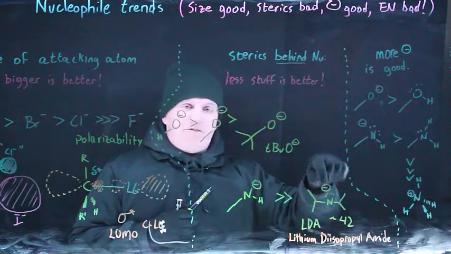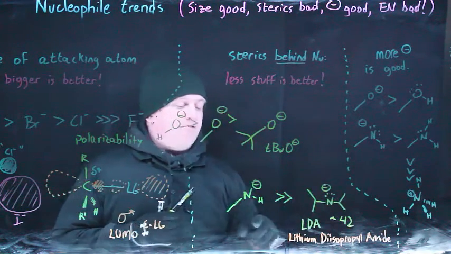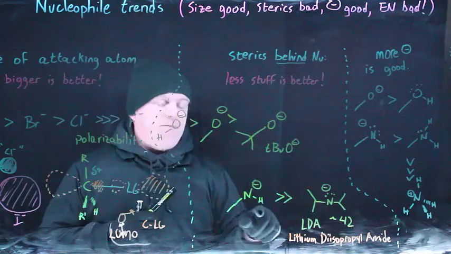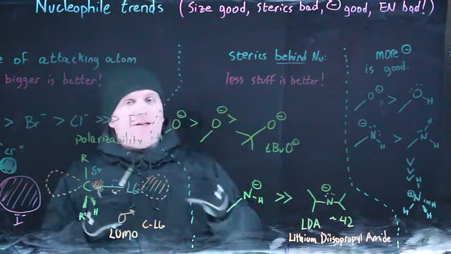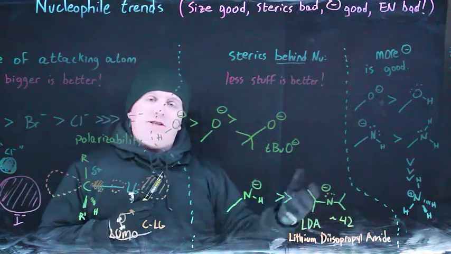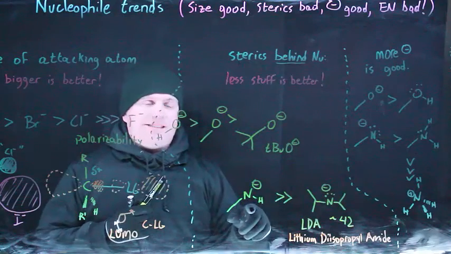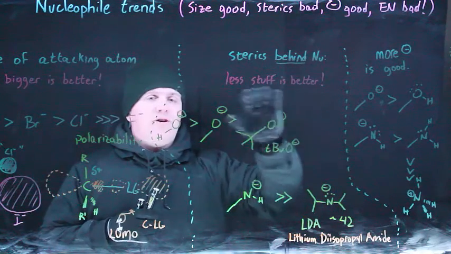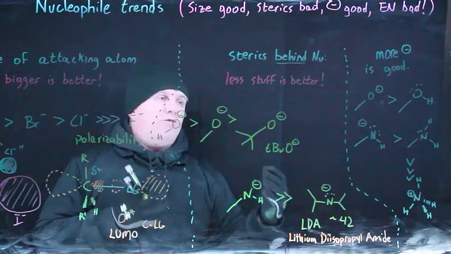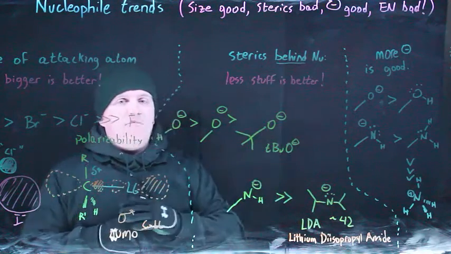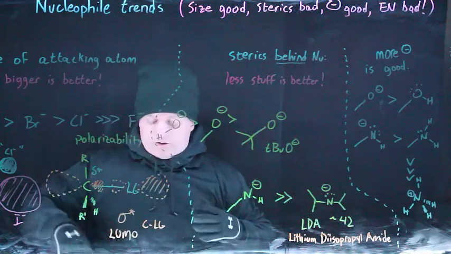So this is functionally just a base and not a nucleophile, whereas the methylamide is both a nucleophile and a base, kind of depending. It's small enough that it can serve as a nucleophile, but obviously it's still fairly basic. The more stuff you have behind the group, the slower your nucleophile will be to react. Said another way, the less stuff you have back there, the more nucleophilic your nucleophile will be.